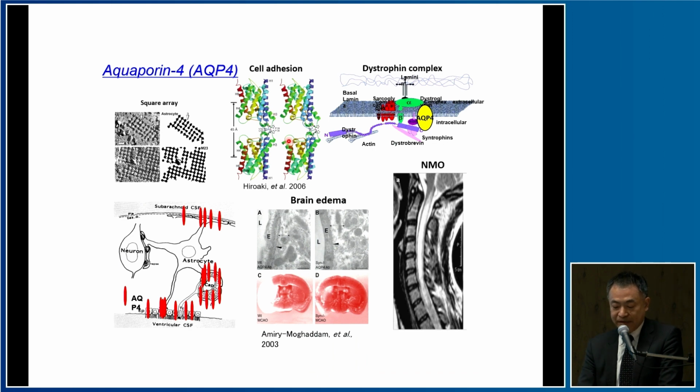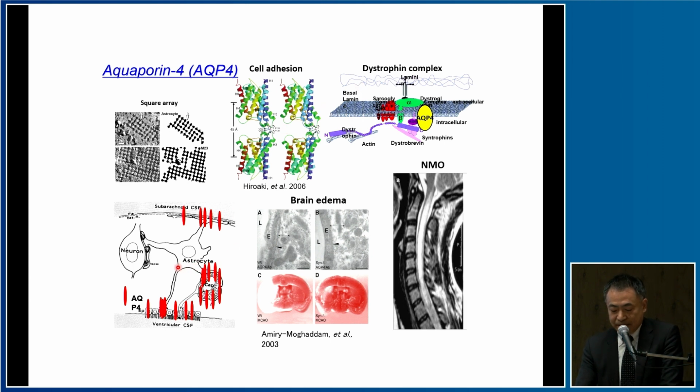Aquaporin 4 has quite unique features among the aquaporins. First, they make the orthogonal array like this. There are at least two isoforms, which we call M1 and M23. The M23 isoform, a little bit shorter, can make this kind of array formation. Aquaporin 4 also has some cell adhesion function, homophilic interaction, and is located in the dystrophin complex, with syntrophin, beta-dystroglycan and alpha-dystroglycan.